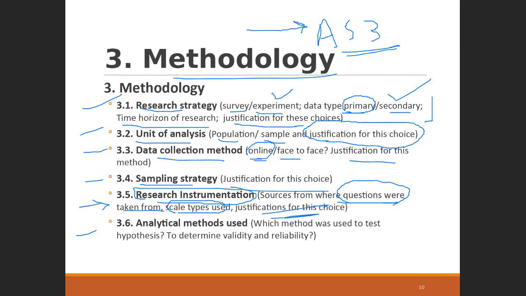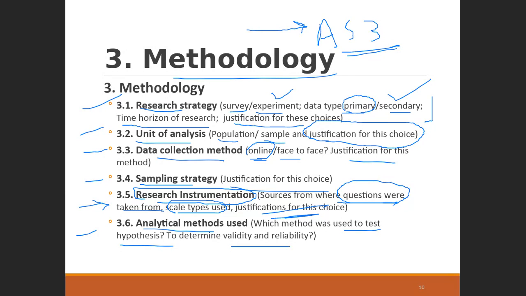So lastly, you need to discuss the analytical methods that were used. Which method was used to test your hypothesis? I discussed that you can use a t-test, an ANOVA test, or a regression test to check your hypothesis. So you need to mention which tests were used to test your hypothesis and determine the validity and the reliability of your data. And if you're using secondary data, you need to mention the heteroscedasticity and the multicollinearity of your data, and how these issues were addressed in your research report.